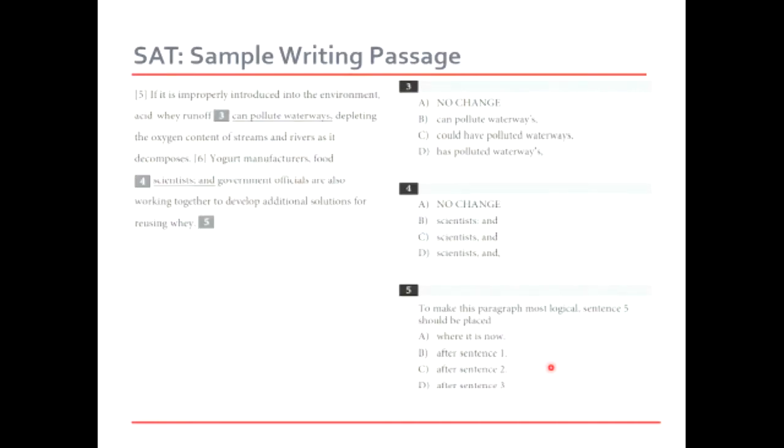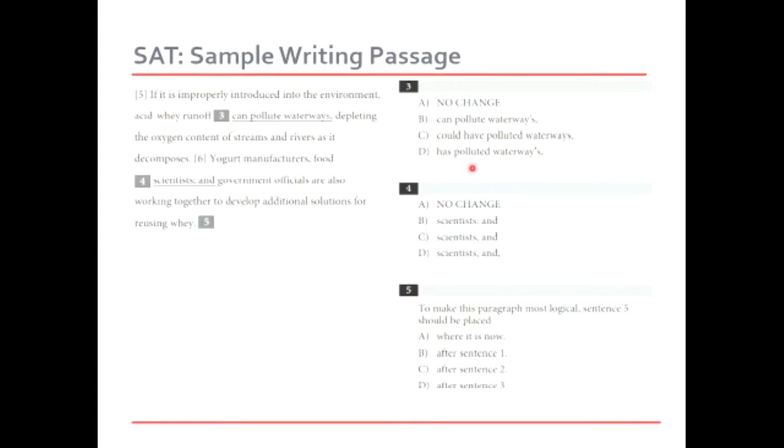Question number 3. Okay, so this is the sentence. If it is improperly introduced into the environment, acid whey runoff can pollute waterways, depleting the oxygen content of streams and rivers as it decomposes. Can pollute waterways, depleting the oxygen content of streams. So we need to do something about can pollute waterways. Options are A, no change, B, can pollute waterways, C, could have polluted waterways, D, has polluted waterways.